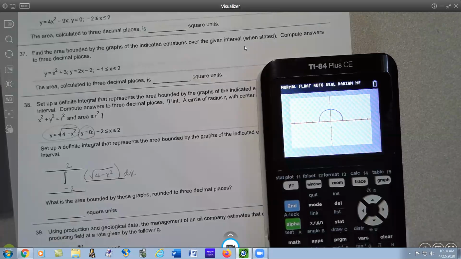Do you not do anything with the radius stuff, like the x squared plus y squared equals r squared? Mm-mm. It's just, no? Okay. Nope. Well, that explains a lot.